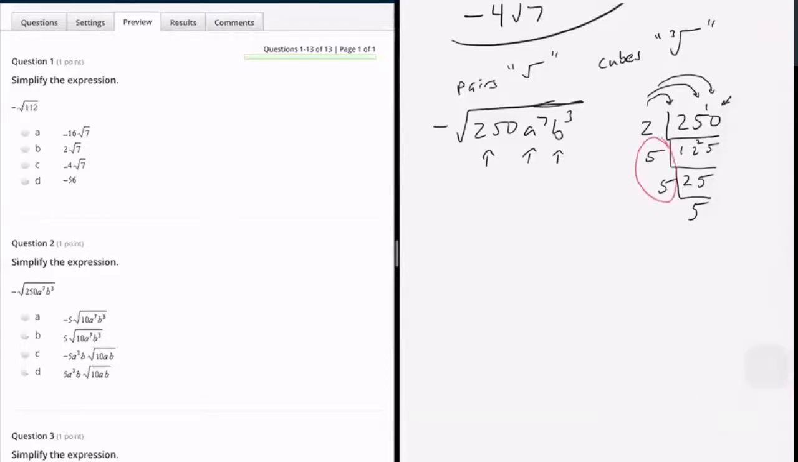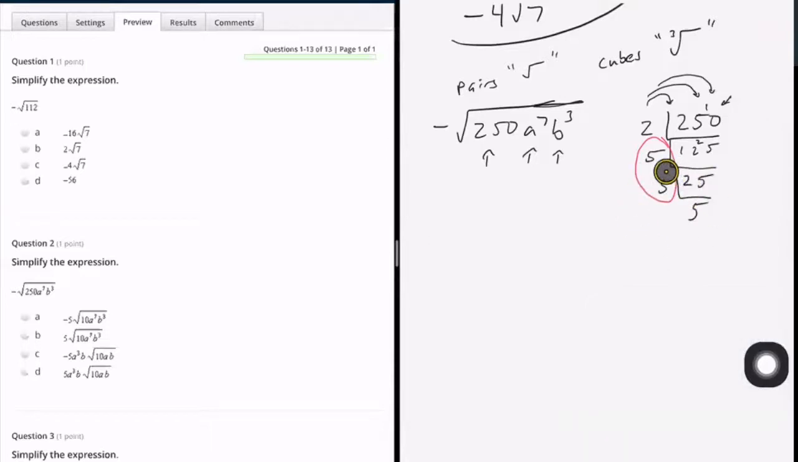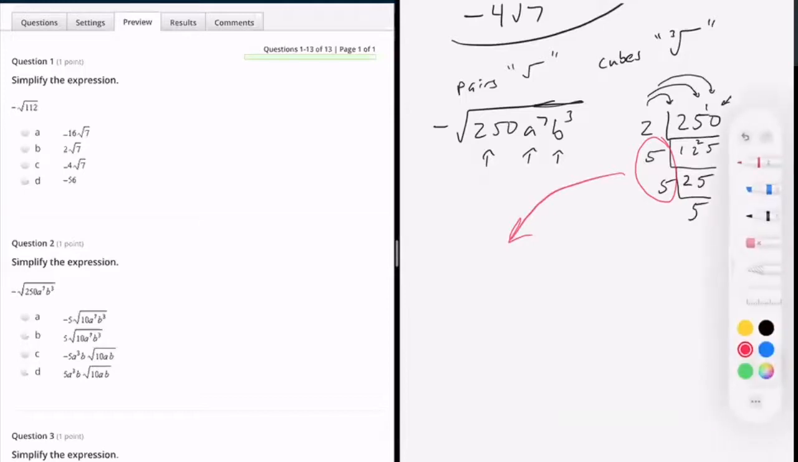So you can circle this 5, or you could circle this 5 if you wanted to. Circle whichever 5 you want, but it's going to leave us with the same amount of values left over. So remember, the 5 gets kicked out. Also, don't forget we have negative. So negative 5 is on the outside. Now what's left over on the inside?